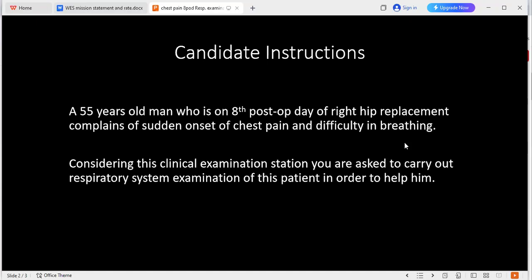Okay. So if you've read and understood, considering each surgical or clinical examination station, please begin. Who will be the actor? You or Dr. M? Okay.